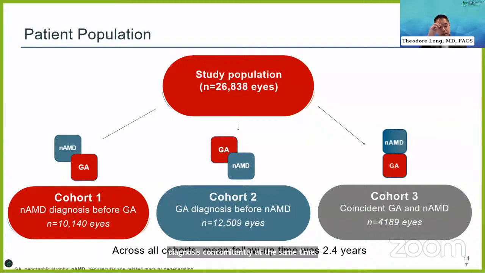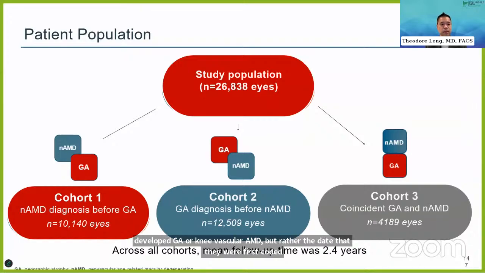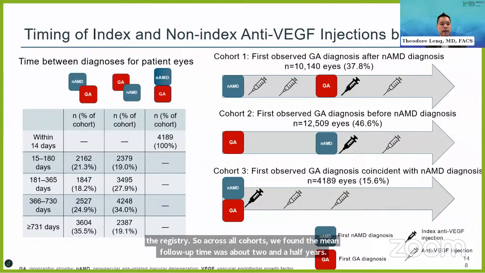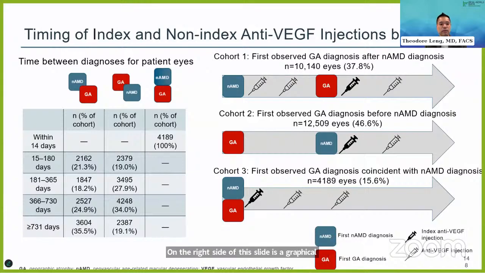Note that these did not represent the date they developed GA or neovascular AMD, but rather the date that they were first coded in the registry. So across all cohorts, we found the mean follow-up time was about 2.5 years. On the right side of this slide is a graphical presentation of each of the cohorts again, so that we can have a better understanding.